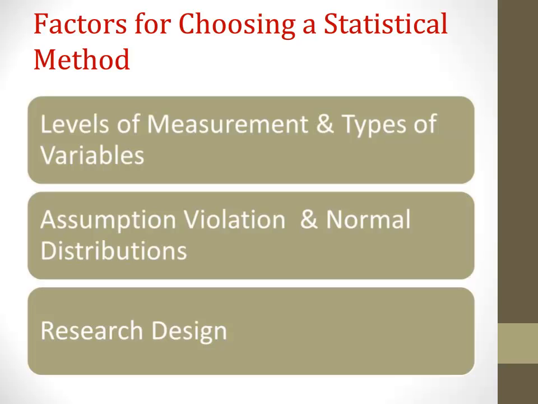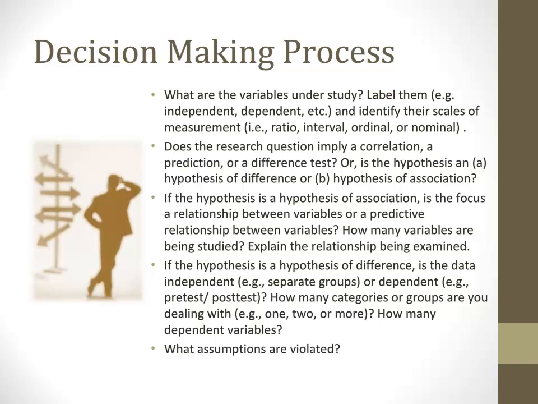We also talked briefly about research design and how the purpose of the research design guides the researcher toward proposing a hypothesis of either association or a hypothesis of difference. We're now going to talk about each of these factors, as well as other factors, more in depth, and talk about how we choose a specific statistical procedure. Here you see a list of questions for making a decision about which statistical procedure to use. Let's go over these briefly, and then we'll take a more in-depth look by walking through an example.